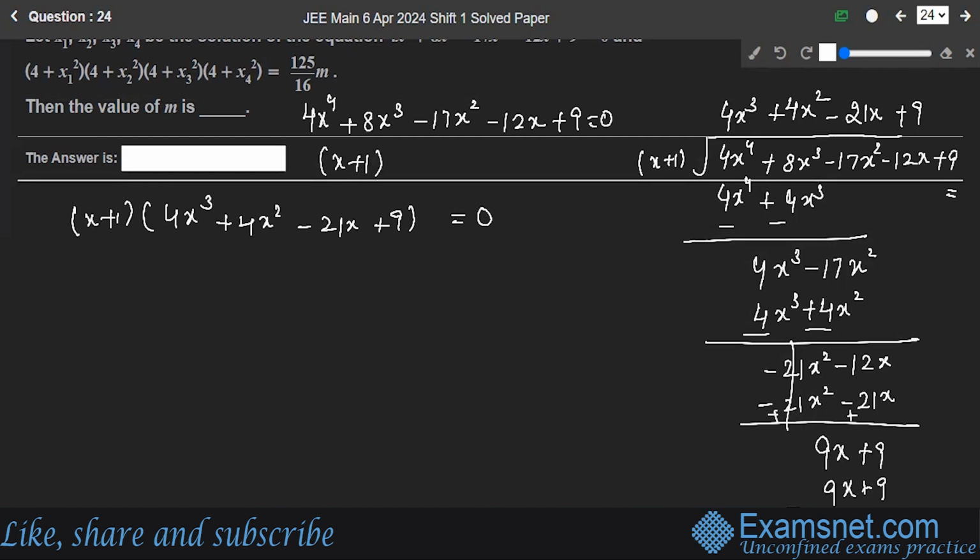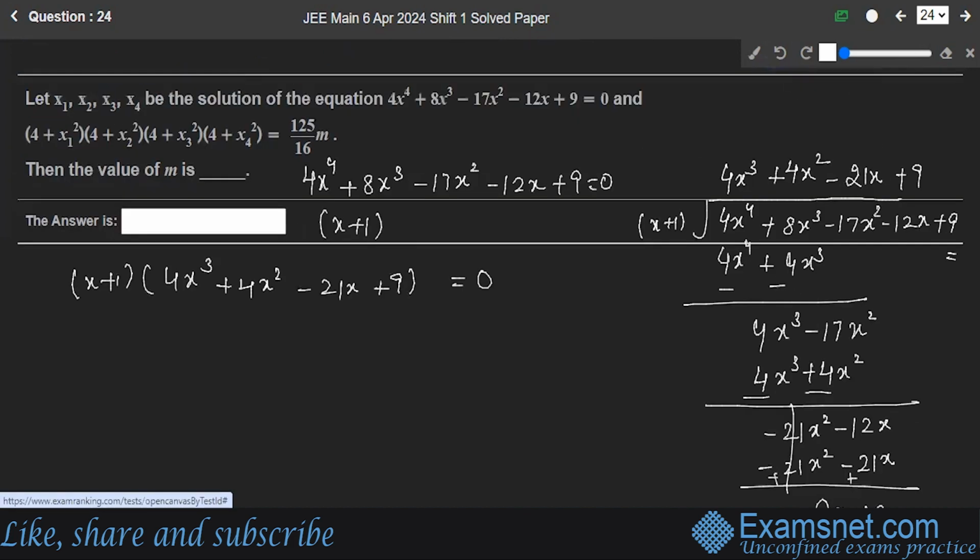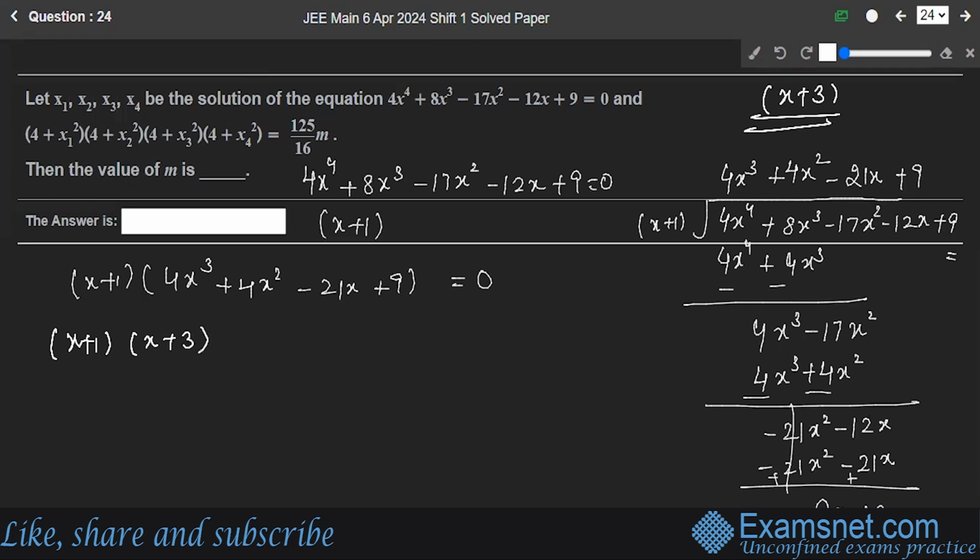So now the whole question you have to break down further. This 4x cube plus 4x square minus 21x plus 9, this whole expression you have to break down further. You will see that one of the new factors will be x plus 3. So x plus 1 into x plus 3. When you divide this expression with x plus 3, you will get the quotient as 4x square minus 8x plus 3 is equal to 0.